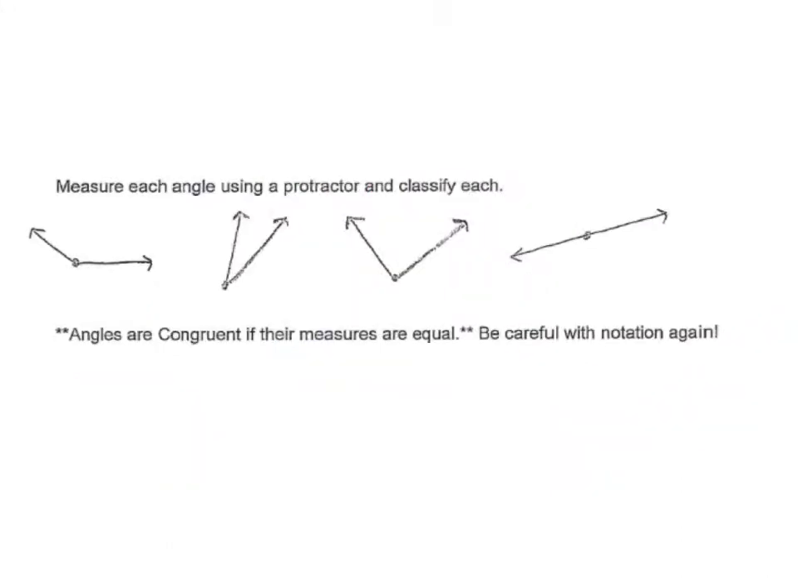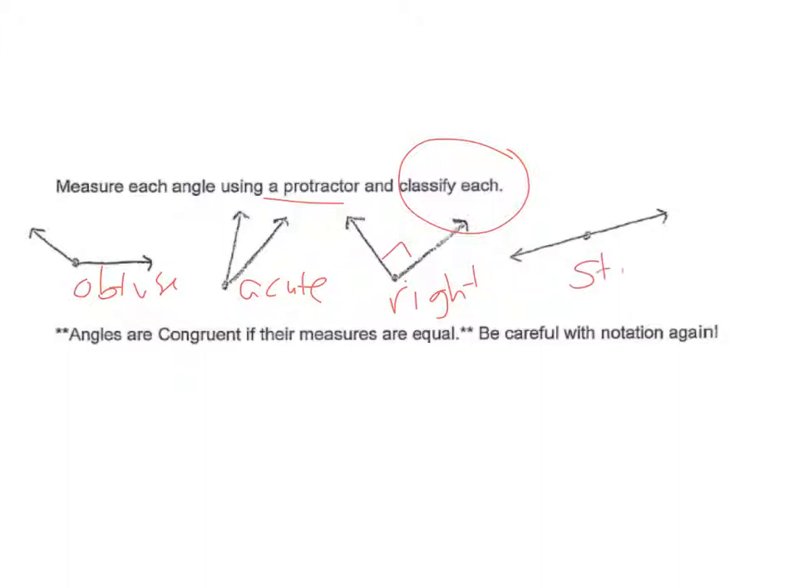Measure each angle using a protractor and classify each. I'll link up a separate video on measuring with the protractor, but classify each means tell me, is it acute, obtuse, straight, or right? This one is obtuse. It's greater than 90, less than 180. This one is acute. It's less than 90. This one looks like a right angle. And this one is a straight angle because it is 180 degrees.